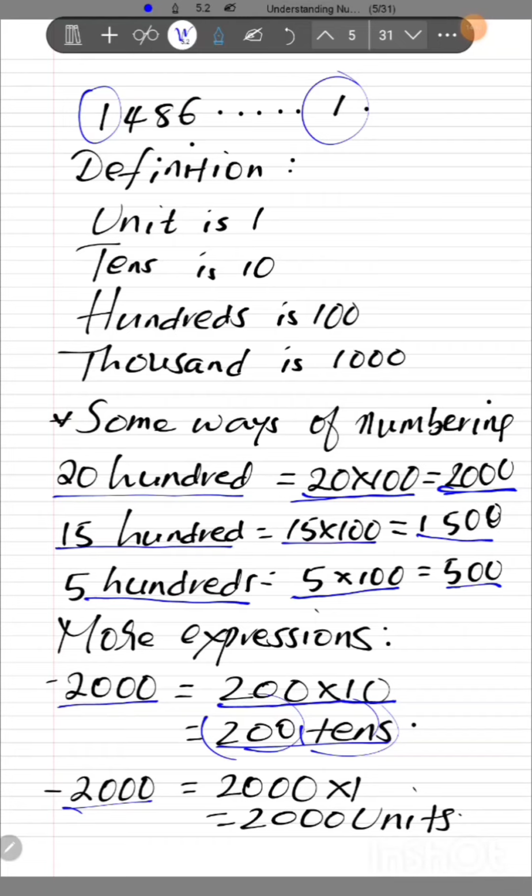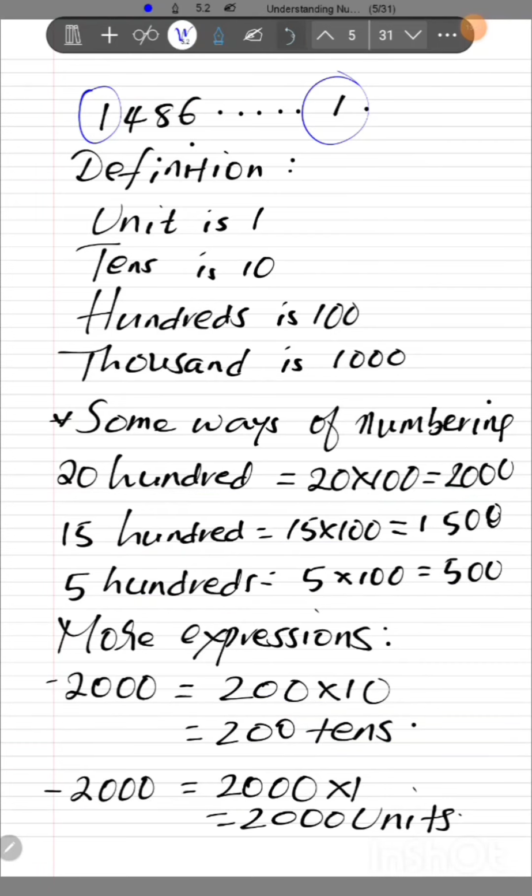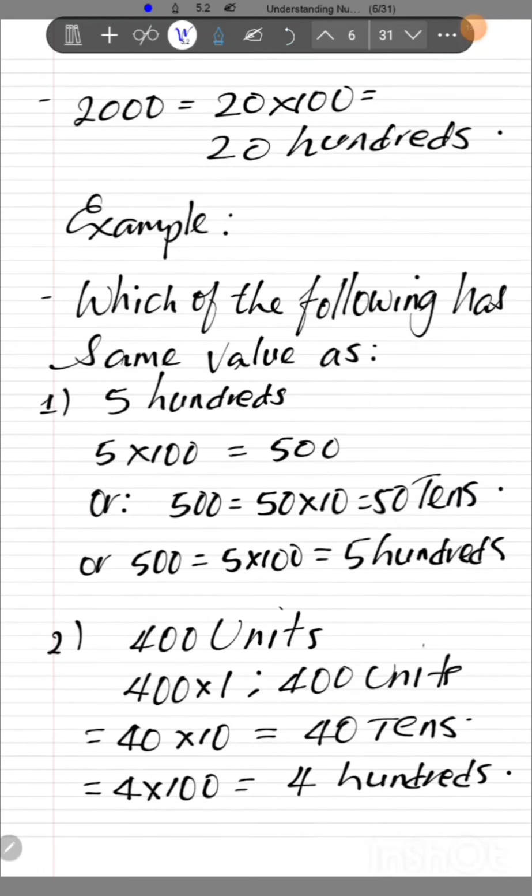How many units do we have in 2000? 2000 is 2000 multiplied by 1. 1 means units. So 2000 units, or 200 tens, or 20 hundreds. That's also another possible way of saying it. Let me clear some of these markings and we go to the other page. 2000 is 20 hundreds, as I've said already.